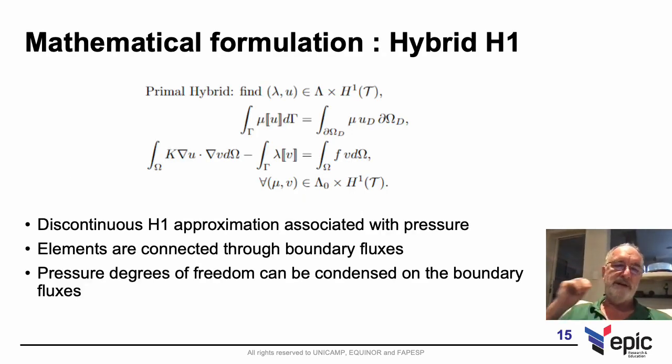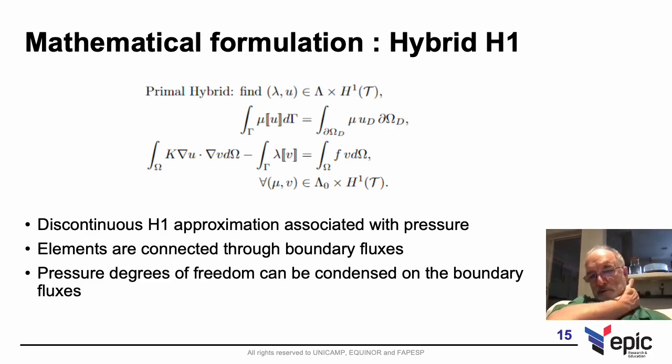So what's hybrid H1? In hybrid H1 we have a discontinuous approximation space for the pressure, and between the elements we have a Lagrange multiplier which represents the flux between the elements. The second equation, the equation associated with the Lagrange multiplier, is to weakly enforce that the jump in the solution between the elements is 0, or on the Dirichlet boundary is weakly equal to the Dirichlet value.